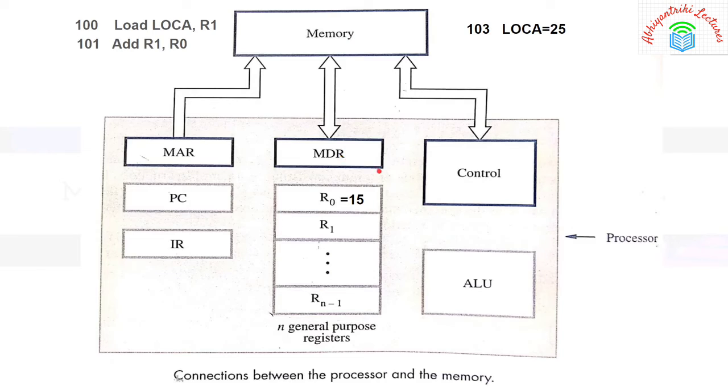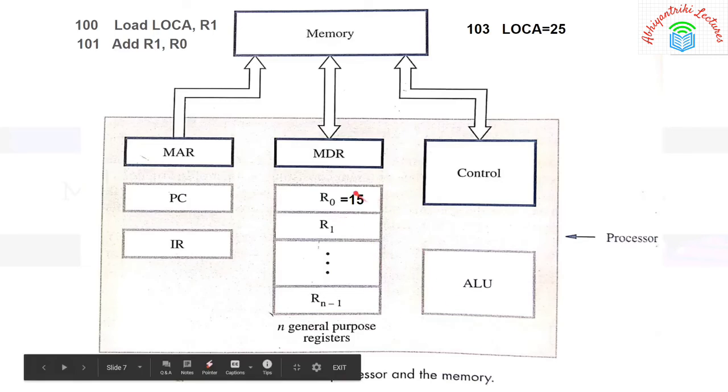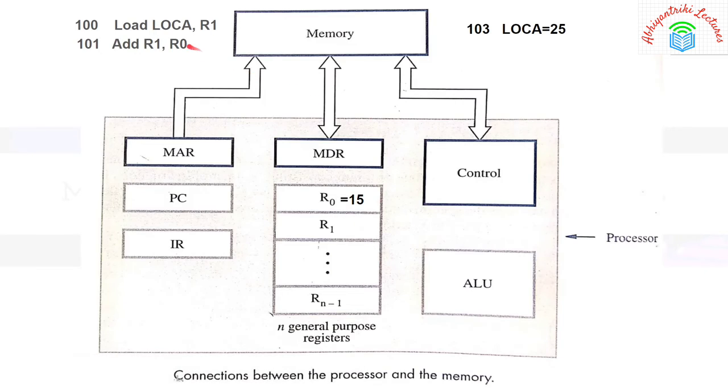Now ALU has both the data. The output of MDR is given as input to ALU. MDR is equal to 25, R0 is equal to 15. 25 plus 15 is 40. That is the final result, and the final result gets stored into the R0 register. So ALU stores this final result into the R0 register, right?